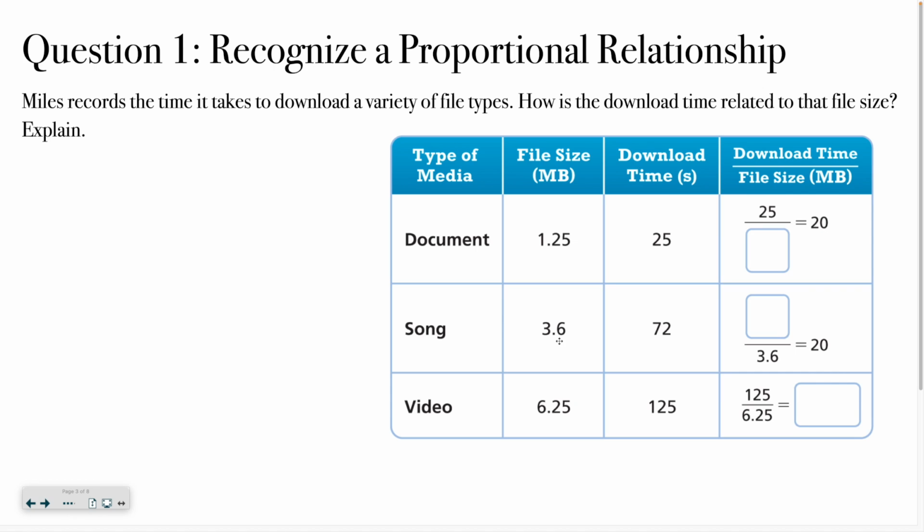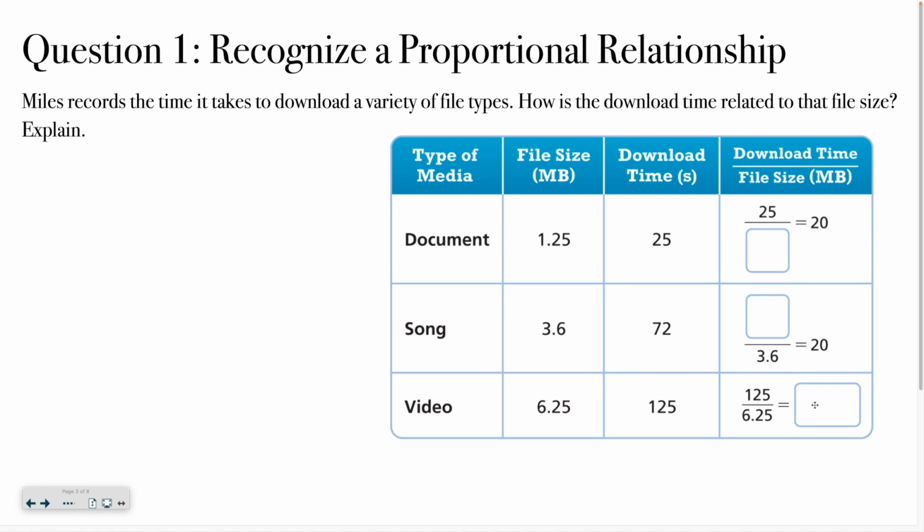So again, you fill in the box, and then the last one's video. It's 6.25 megabytes. Download time is 125 seconds. So then you would divide those out to see what you get. So go ahead, take a minute, and fill in this table, those 3 boxes, and see, are all of these equivalent? Do they all end up being equal to the same thing?